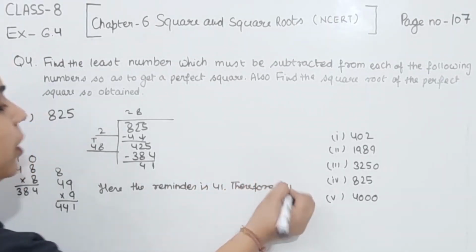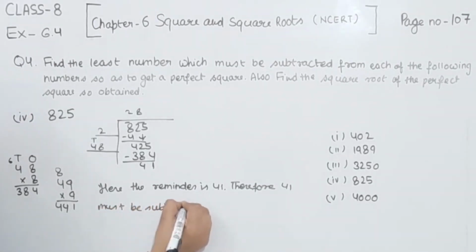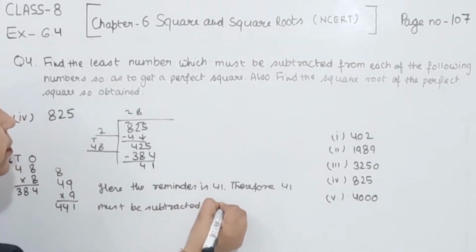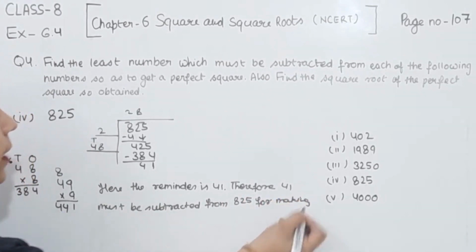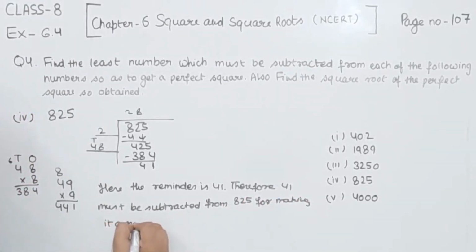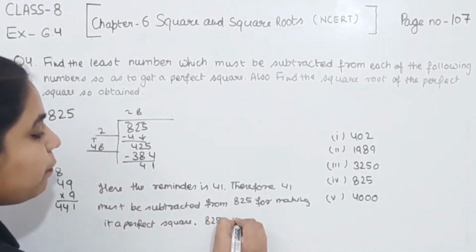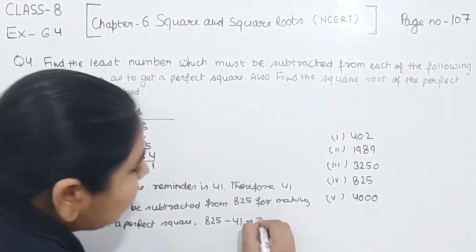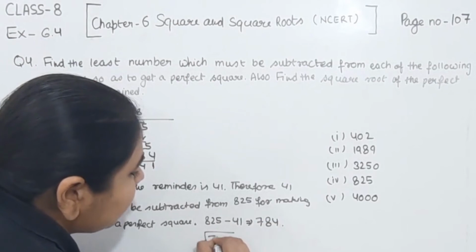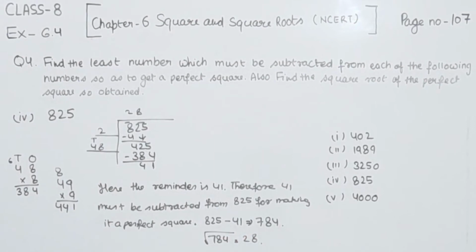Therefore 41 must be subtracted from 825 for making it a perfect square. So first of all, we are going to subtract 825 minus 41. Then we are going to get the number as 784. Now root 784 is equal to 28 we are having. Now this is part 4.